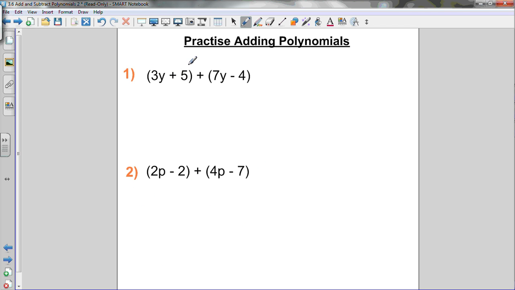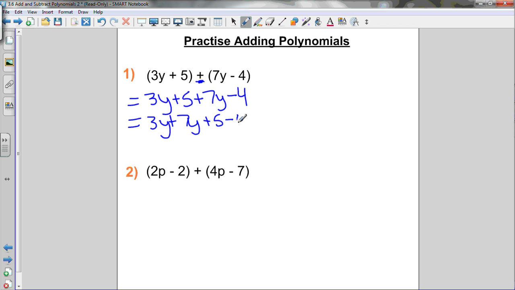So number 1, so I have 3y plus 5 plus 7y minus 4. So I'll notice I'm adding two polynomials. When adding polynomials, I can simplify by just removing the brackets. So I'll do that first, remove the brackets, and then collect my like terms together. So I'm going to group my terms. So put 3y and 7y beside each other. And I put my 5 and my negative 4 beside each other, and then collect the like terms together. 3y plus 7y is 10y. 5 minus 4 is positive 1. I'm going to simplify.